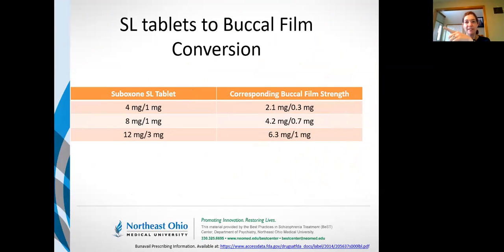And because there is that difference between the sublingual tablets and the buccal film, there is a dose conversion because it's not one-to-one. We're seeing significantly different, more drugs being delivered, we get higher concentrations, so maybe we don't need to use as high of a dose. So you do see that it's almost half for the buccal film as compared to the sublingual tablets. And again, if we have to switch between things, that would just be something to keep in mind.